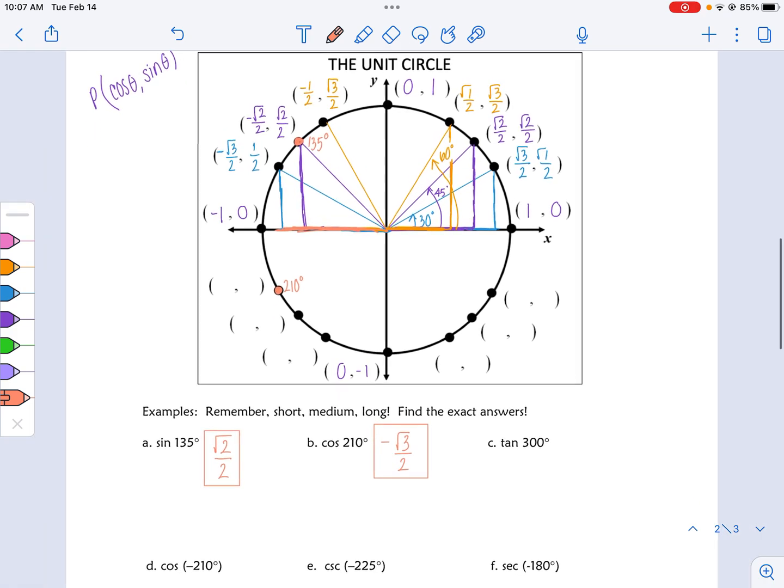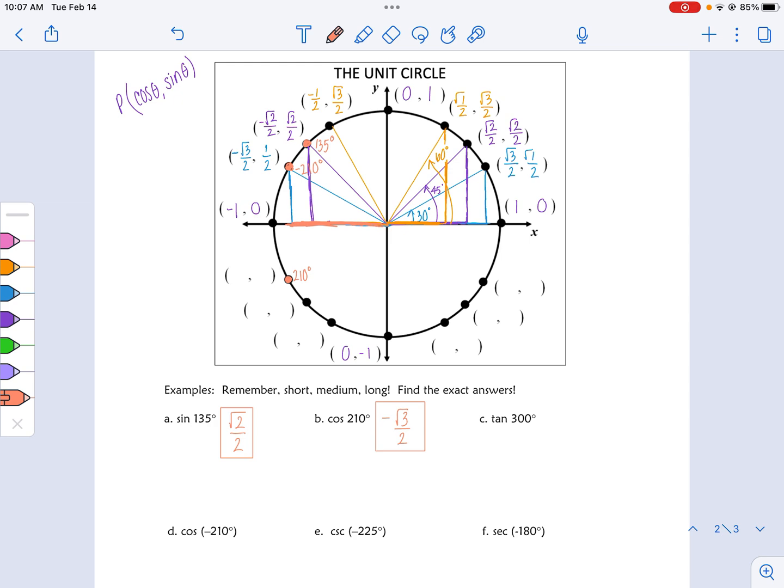Let's do D of negative 210. Well, a negative degree starts at the x-axis but goes clockwise. So I go negative 90, negative 180, negative 210 is actually right here, 30 degrees more. Negative 210 degrees. If I'm finding the cosine, that's the x value. And I'm going the furthest to the left. And since it's left, it's negative. And the furthest value is negative √3/2.